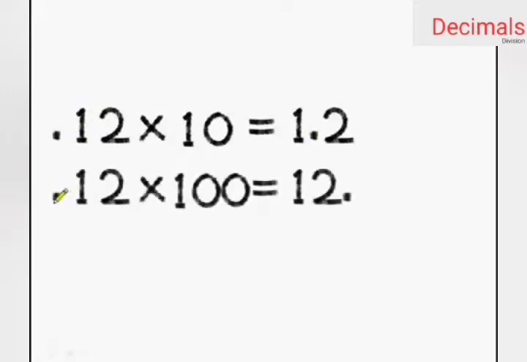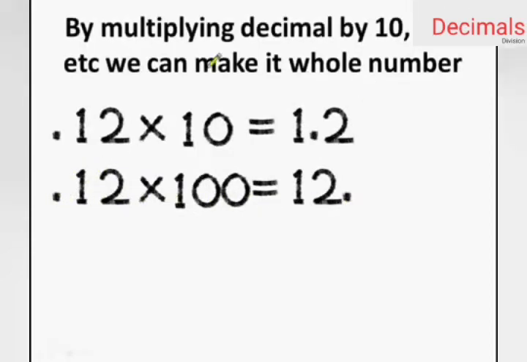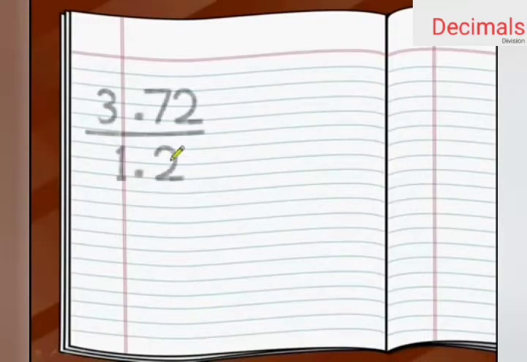Now if we multiply 0.12 by 100, then what will happen? The decimal point will move right by 2 digits, since we have 2 zeros, and it becomes a whole number. So by multiplying only, we got the whole number. So here in this case, if we have 1.2 at the denominator place, and if we can convert this 1.2 into a whole number, then the task will become easy for us.